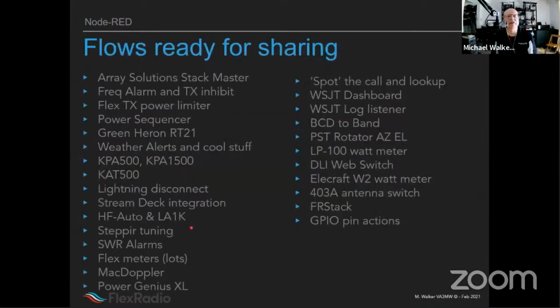And by the way, here's some of the stuff people have written already to integrate, from amplifiers to automatic lightning disconnects if there's lightning within 50 miles, if they have fires off a whole bunch of relays to turn things off, high SWR alarms, stepper tuning, direct integration to McDoppler, reading the meters on all the Flex radios, the Power Geniuses, turning GPIO pins on and off, et cetera, et cetera. So a whole bunch of stuff.